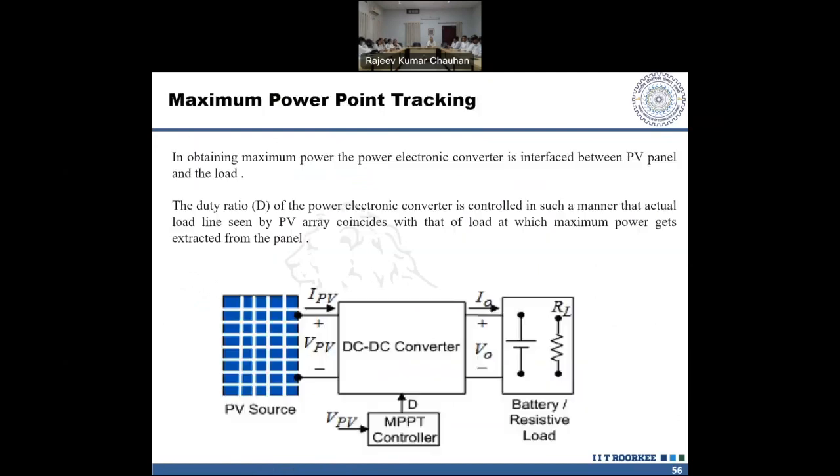Maximum power point tracking. This is my solar panel. This is the DC-DC converter. And this is given to the battery, resistive load, battery and load. This is my MPPT controller, which will control this DC-DC converter. Now what is there if my load is connected here? This system has to operate at its maximum power.